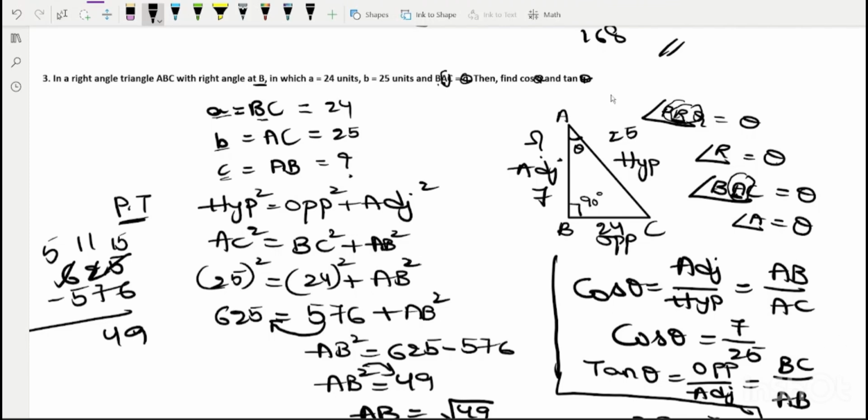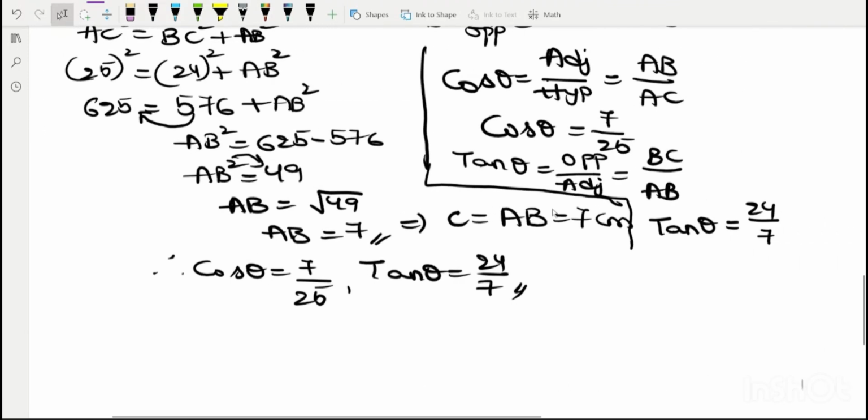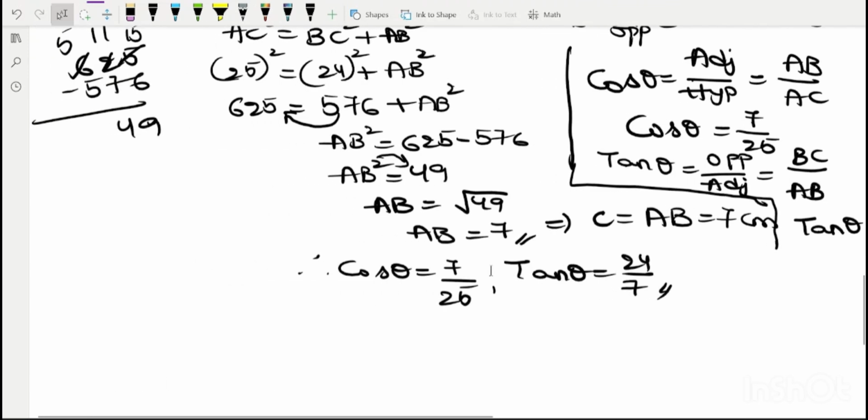The next value he has asked us to find is tan theta, which is opposite side divided by adjacent side. Opposite is BC and adjacent is AB. The value of BC is 24 and the value of AB is 7. Therefore cos theta equals 7 by 25 and tan theta equals 24 by 7. So this is the problem.